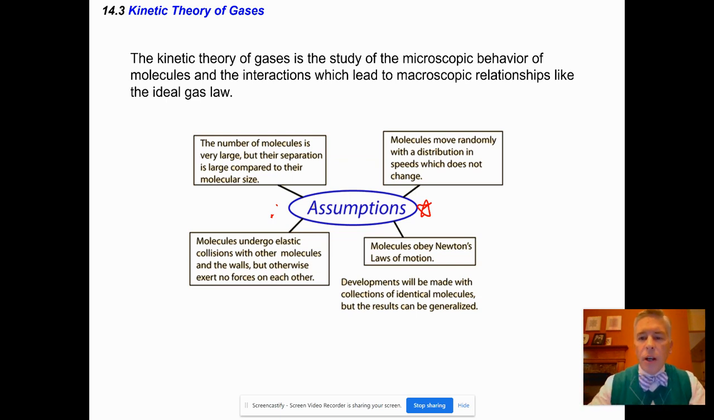Two, molecules are going to move randomly, with a distribution in speeds which does not change. So they're moving all over the place. You're going to see that in the picture in a moment.